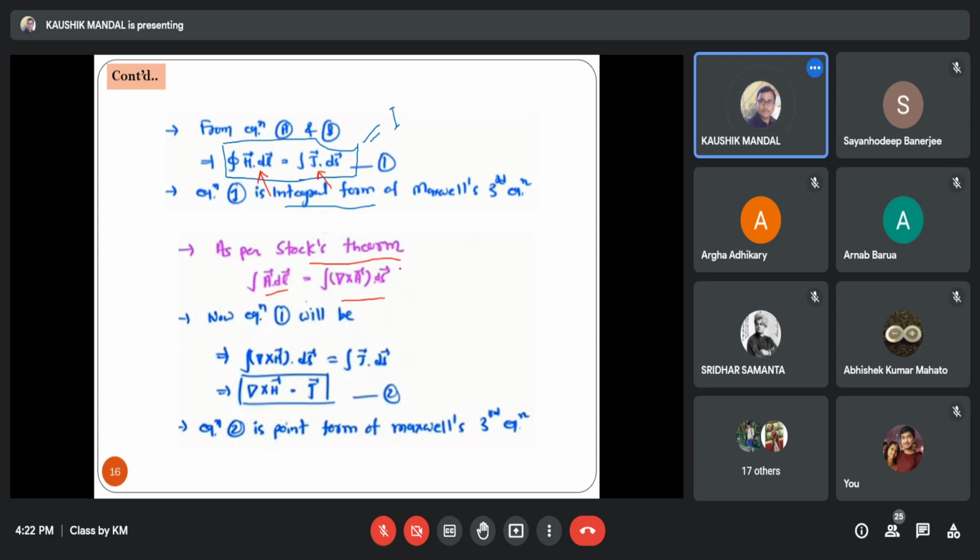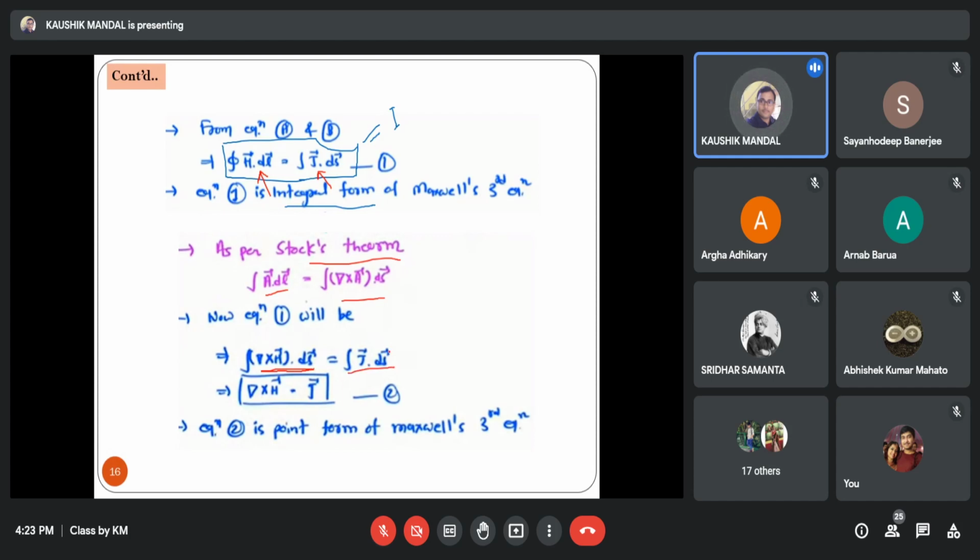So if you apply this Stokes theorem in equation 1, in place of A it is basically H, so it becomes surface integral of curl H dot ds. On the left hand side there is a line integral. Once we apply the Stokes theorem, the left hand side of equation 1 is converted into a surface integral, integration of curl H dot ds. The right hand side remains the same, J dot ds.